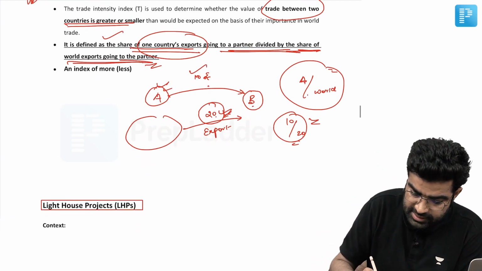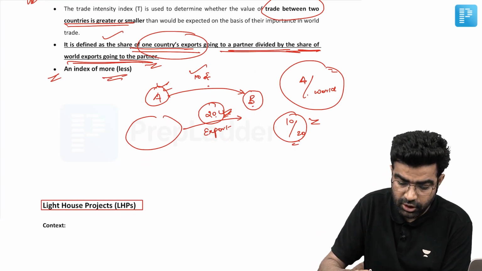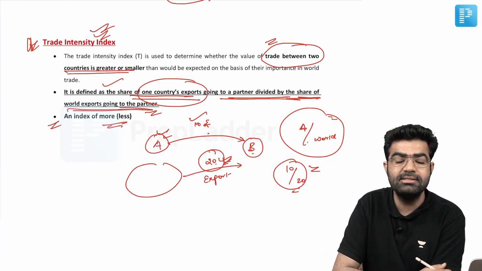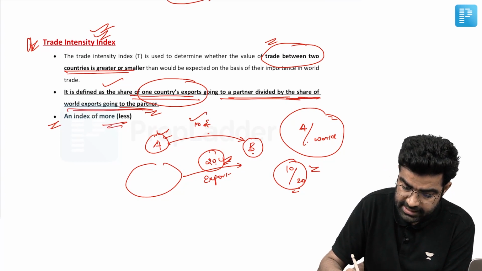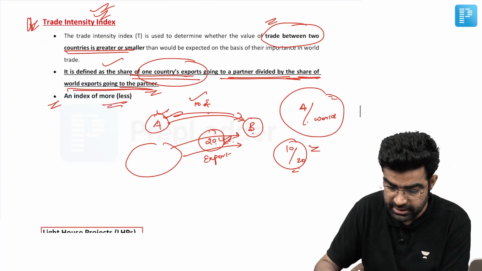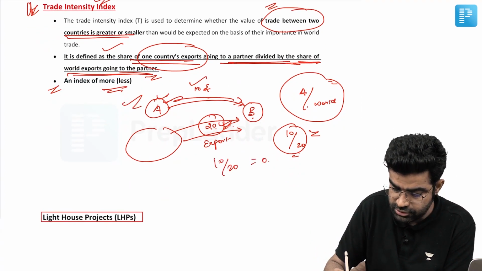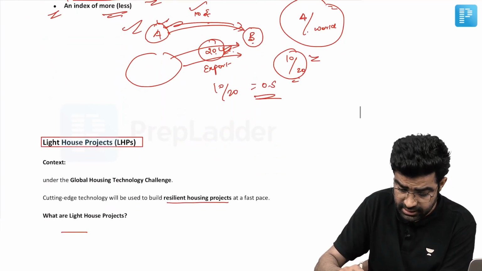Okay, so this could be more or less. This trade intensity index is defined by A's export to B and the overall world's export to B divided by this one. Okay, so this will come 10 by 20, that is half, 0.5. This is trade intensity index.